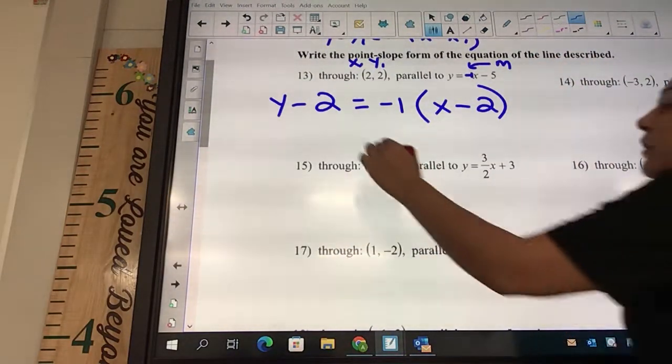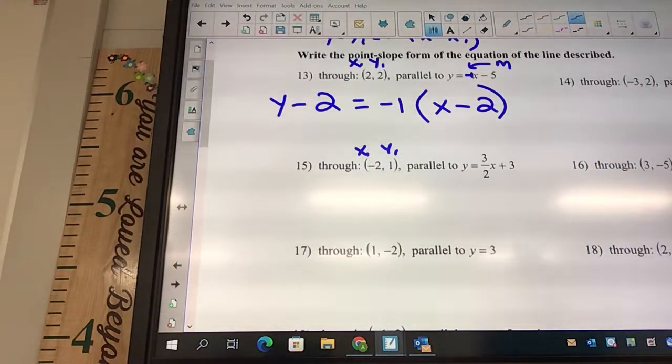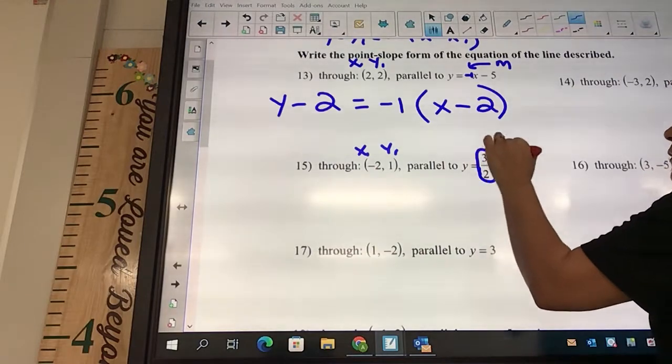Okay, 15, you're gonna say x1, y1, and this is a parallel, so we're gonna keep the same slope. Okay, so our slope is 3/2.